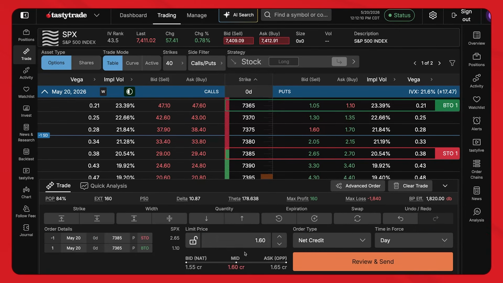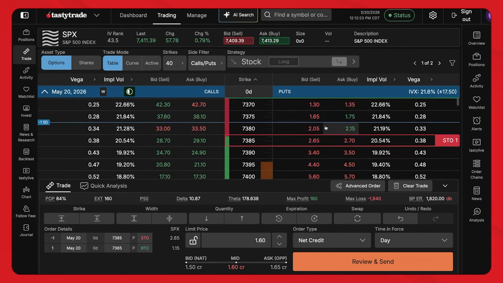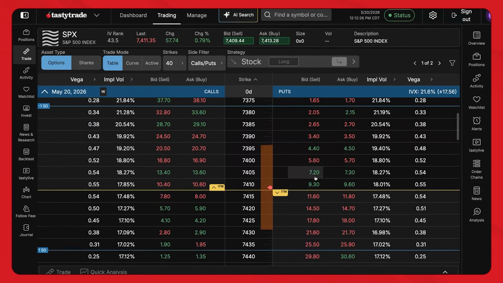And ideally, I can either wait till it expires and collect the whole credit, or I'll buy this back for maybe 80 cents and capture an $80 profit. That's how I would manage this short put spread. But let's remember that.